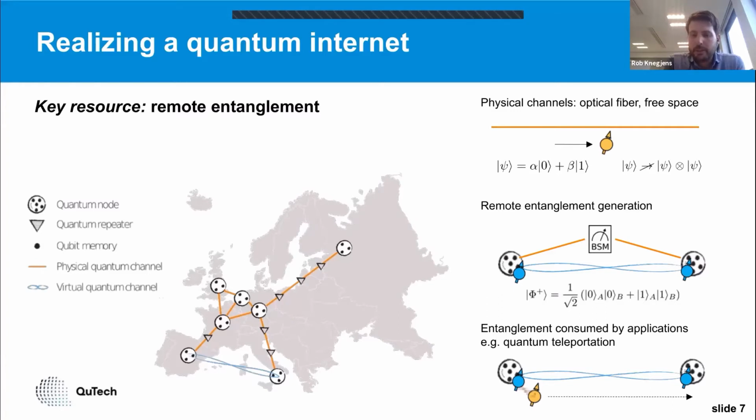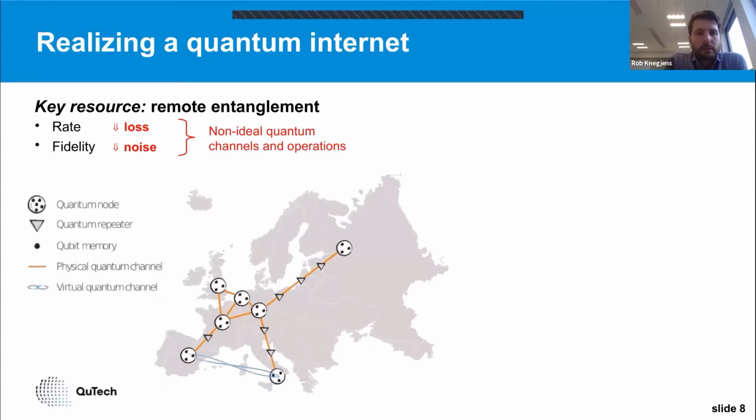And that entangled state can then be used or consumed by an application, a classic example of which is quantum teleportation, where a qubit entangles with one of the entangled qubits in one node, then both are measured, and then by exchanging the classical corrections to the other node, you've teleported that quantum information from one node to the other. So the key resource being remote entanglement, it's been a natural task.